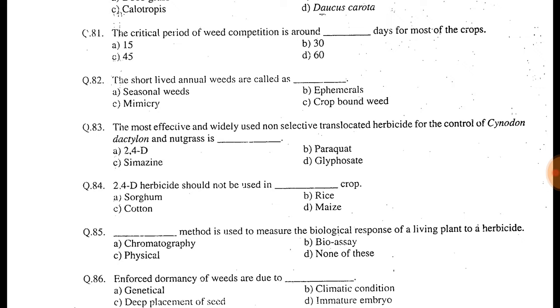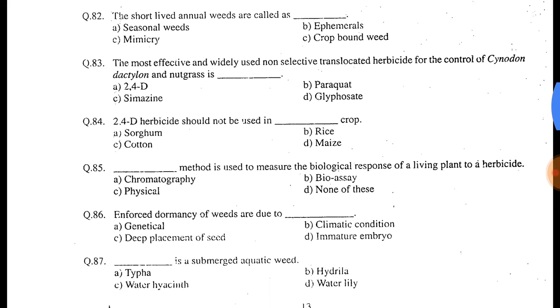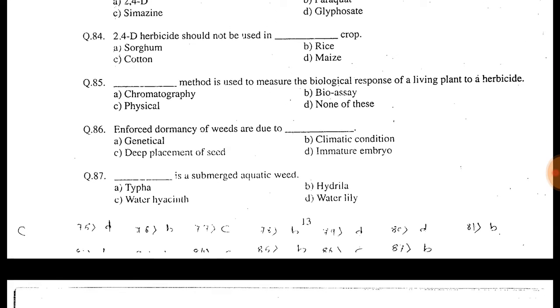Question number 83. The most effective and widely used non-selective translocated herbicide for the control of Cynodon dactylon and nut grass is glyphosate. 84 number. 2,4-D herbicide should not be used in cotton crop. Rice crop. 2,4-D herbicide should not be used in rice crop. Cotton crop. 2,4-D herbicide should not be used in cotton crop. Sorry, 85 number. Bioassay method is used to measure the biological response of living plant to a herbicide.